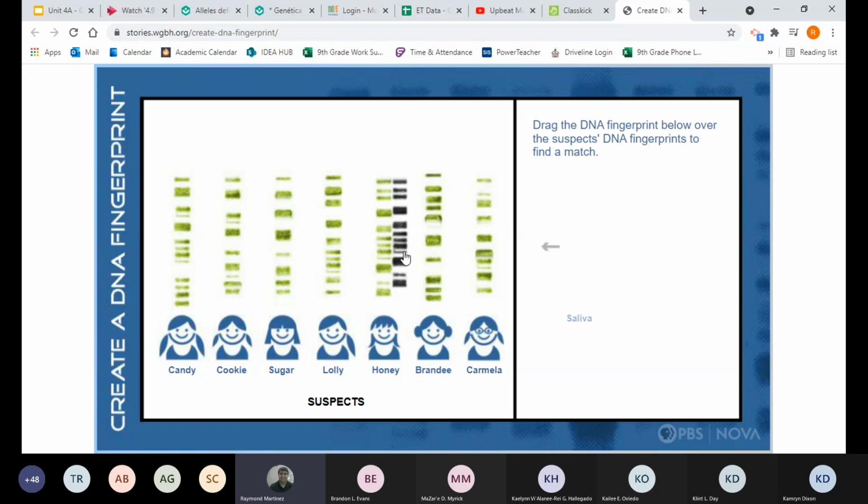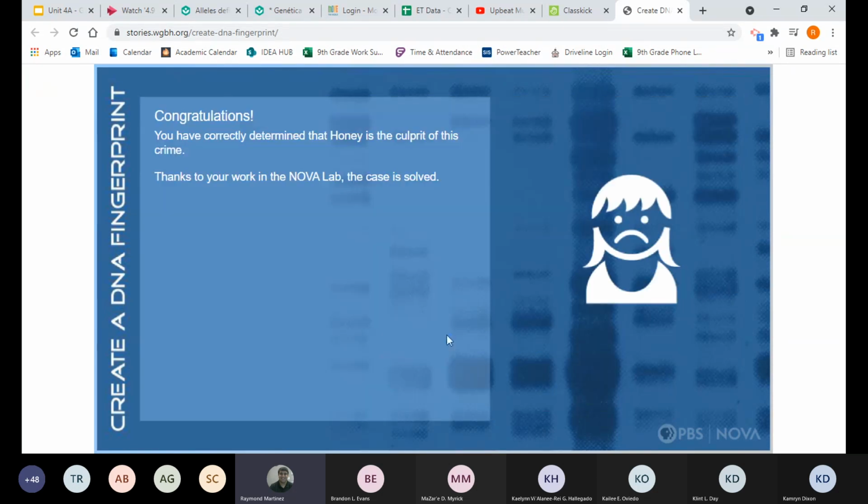So again, the thinking is that the restriction enzyme is going to cut the DNA in specific places. If it's going to match up with the stuff left at the crime scene, then clearly it's going to be the same person's DNA. So there you go. Honey is the culprit. All right, send her to jail for looking at a lollipop, right?